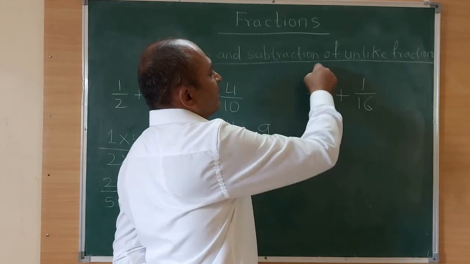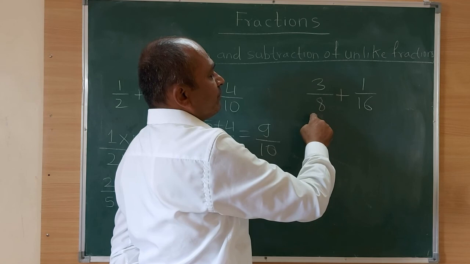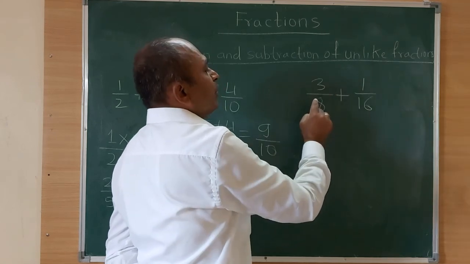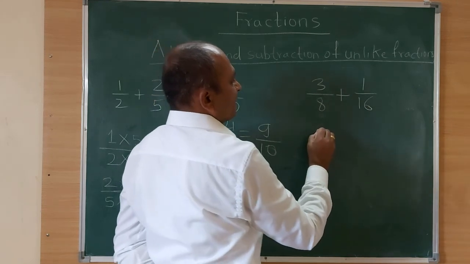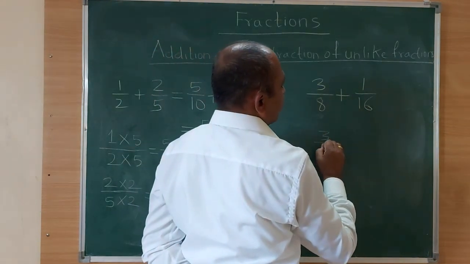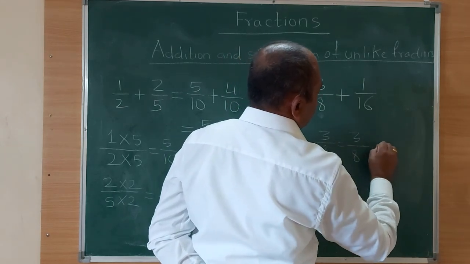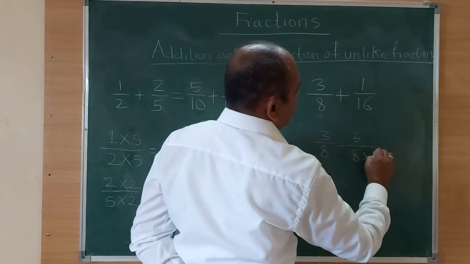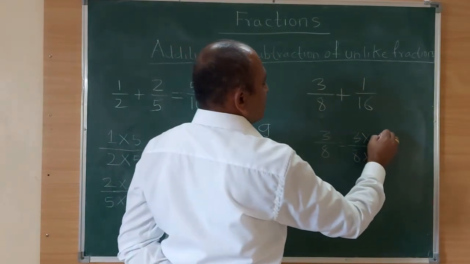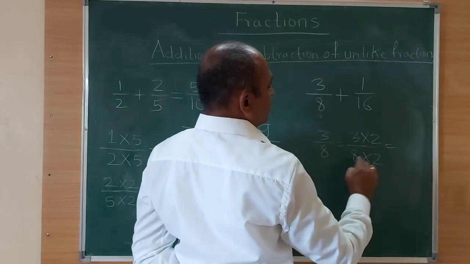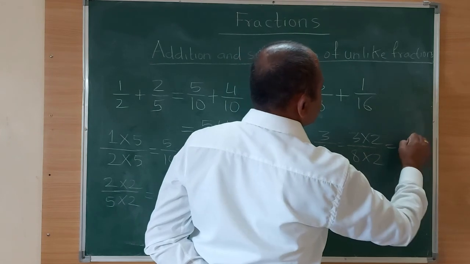So 3 upon 8 I will convert into its equivalent form, means equivalent fraction whose denominator is 16. So how will I do that? 3 upon 8. So 8 multiplied by 2 is 16. So when I am multiplying the denominator by 2, the numerator also will be multiplied by 2. So 8 twos are 16 and 3 twos are 6.